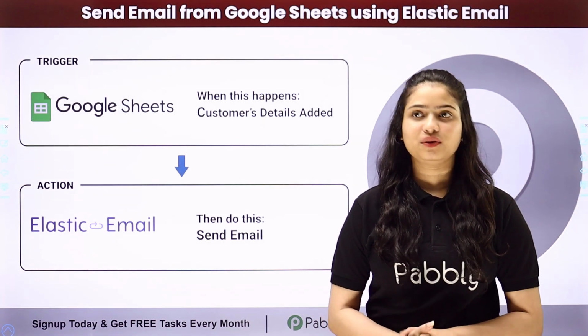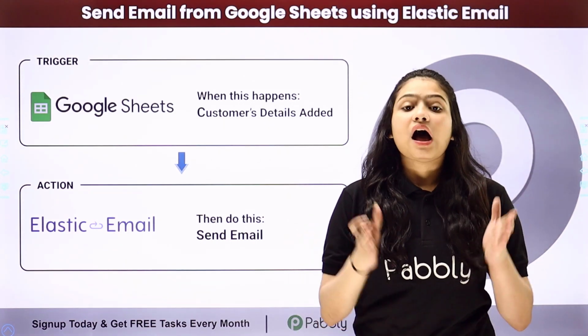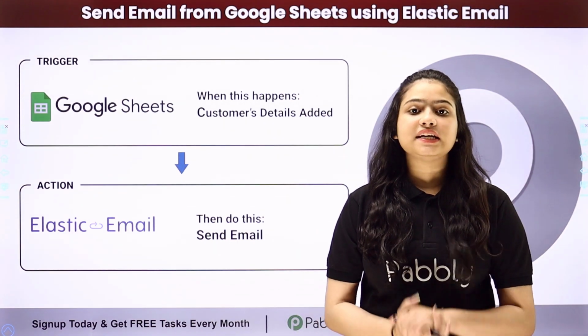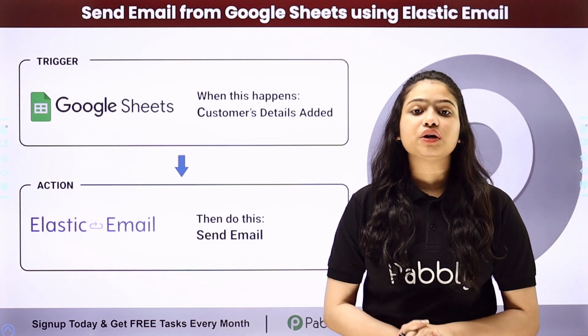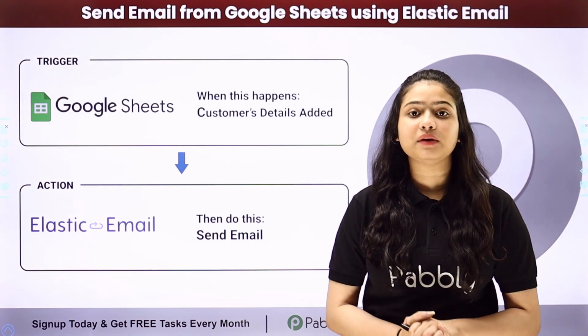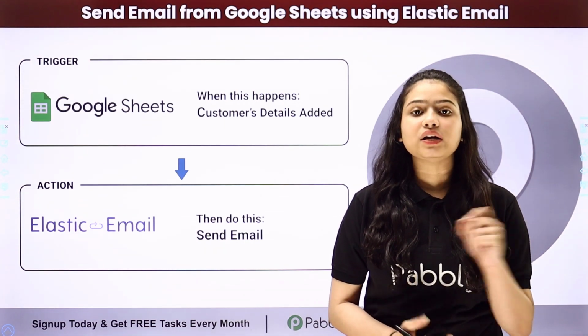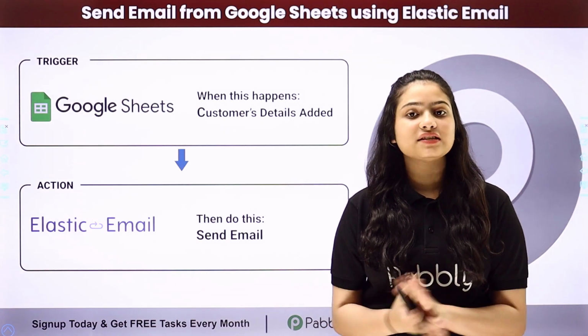In this video, we are going to learn how to send email from Google Sheets using Elastic Email. I have a makeup studio and I have the details of all my customers in my Google Sheets. Now my objective is that as soon as I add a new row, a new customer detail, in my Google Sheets, an email should automatically be sent to my customers through Elastic Email for discount offers and a discount brochure. So how are we going to automate this entire process?